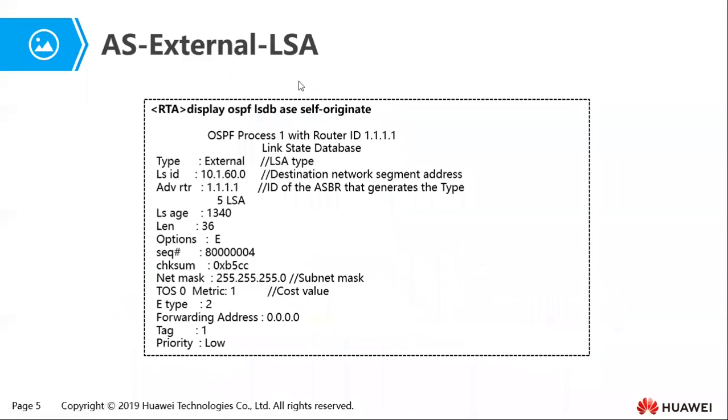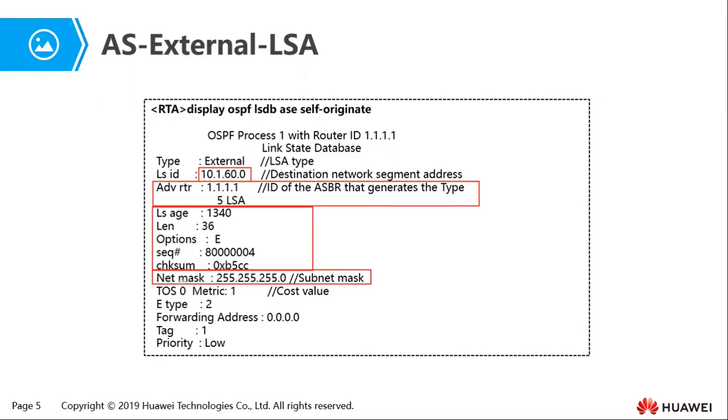Then after that we have the advertising router. The advertising router is the router ID of the autonomous system boundary router that generates that particular type 5 LSA. Link state age, you know what that means up to there. Then we have the network mask. The network mask is the subnet mask of this external network.